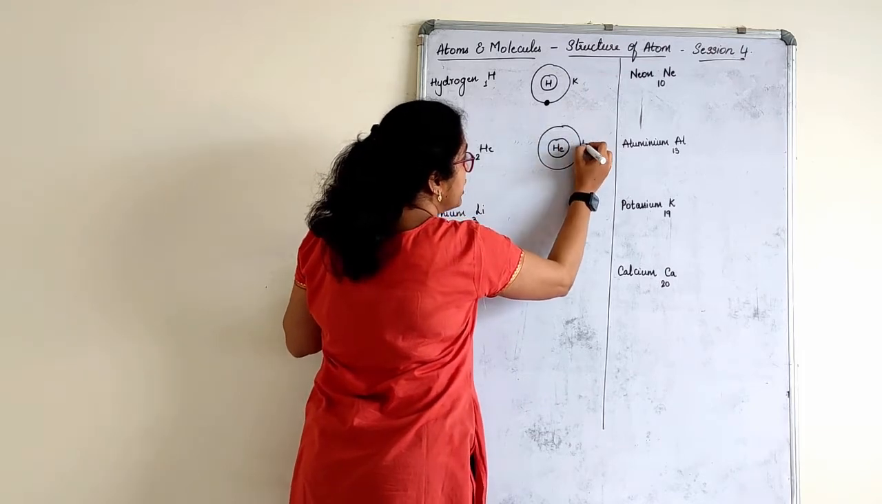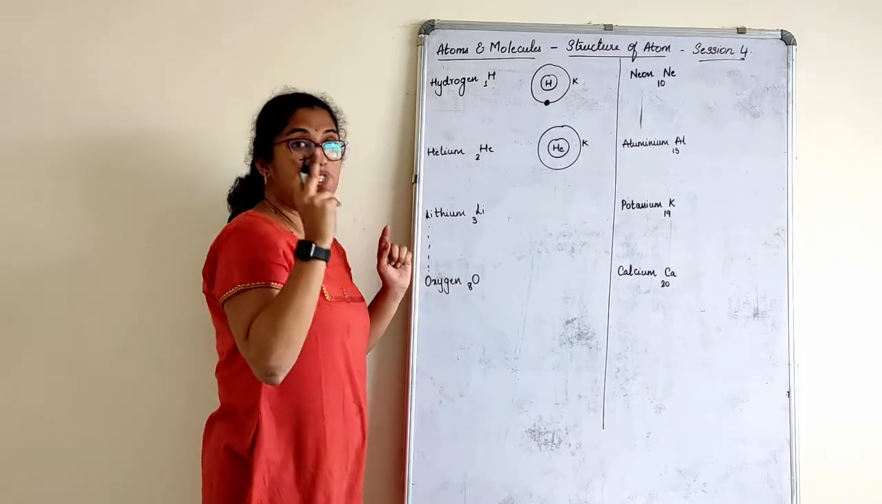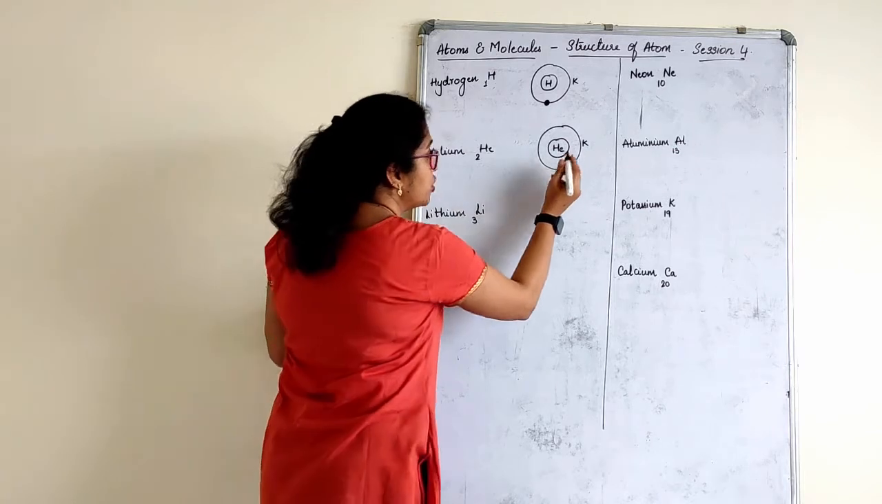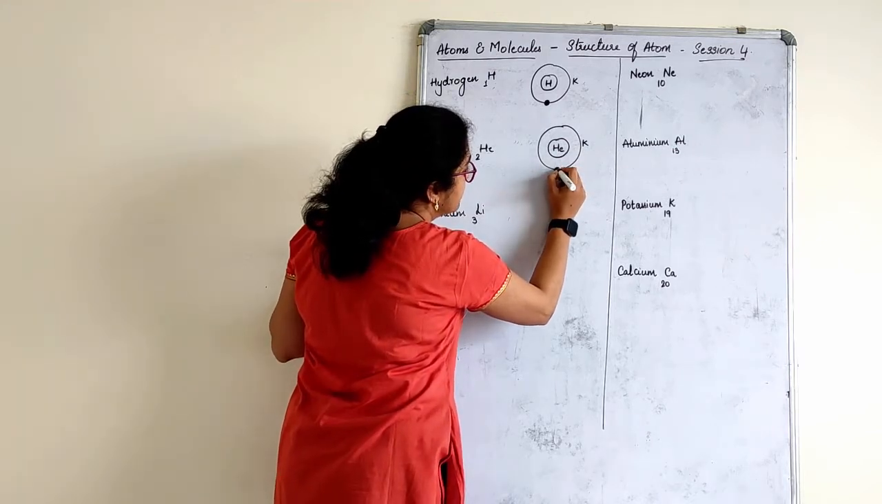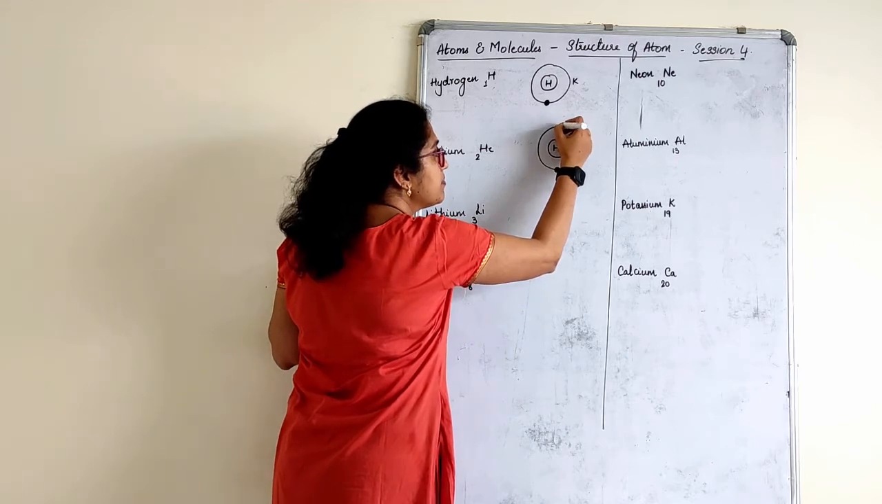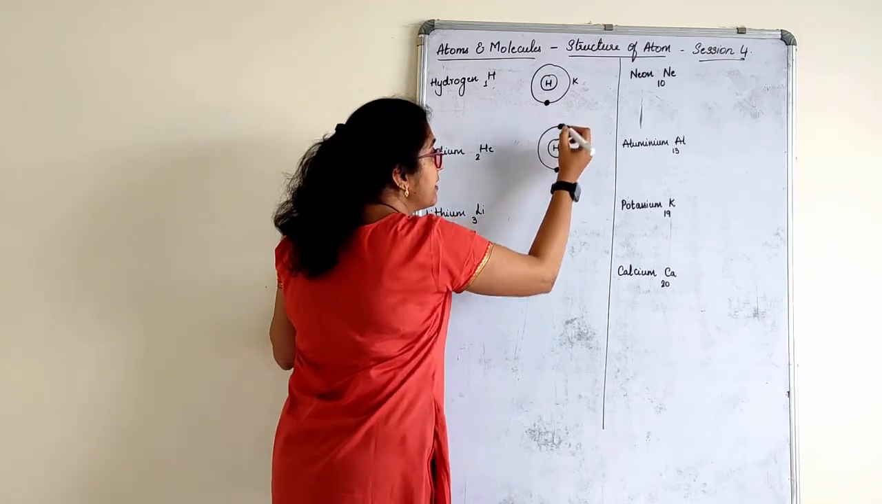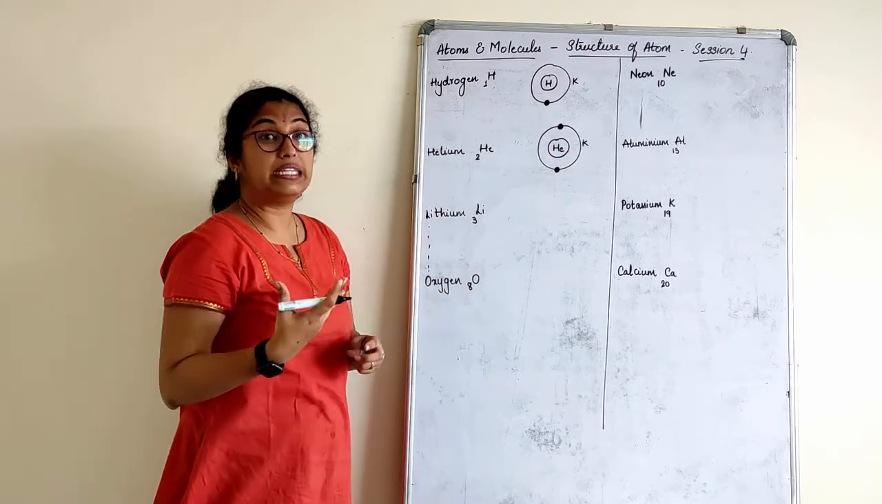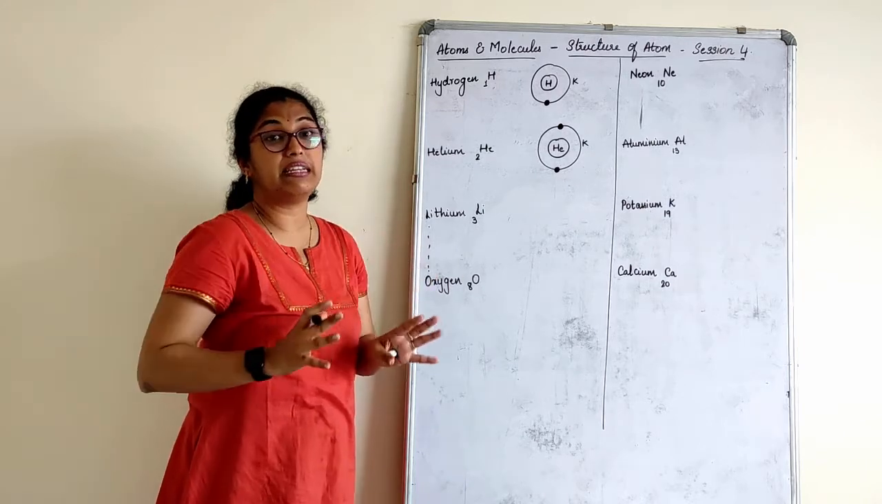It is K shell. How many electrons? 2 electrons. So shall I represent 1 here? Second one, you can represent here also. Shall I represent here? They say, right, aesthetic value. It should look neat. Present it neatly.